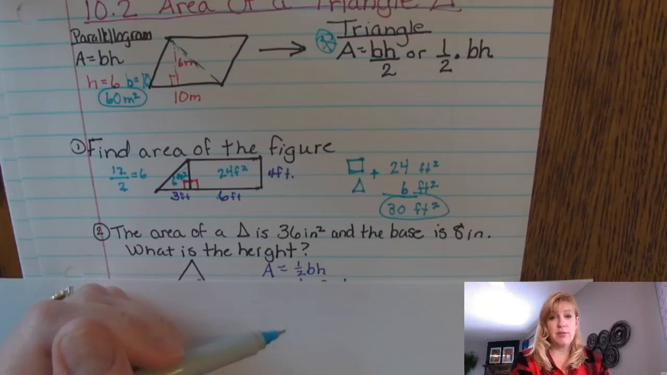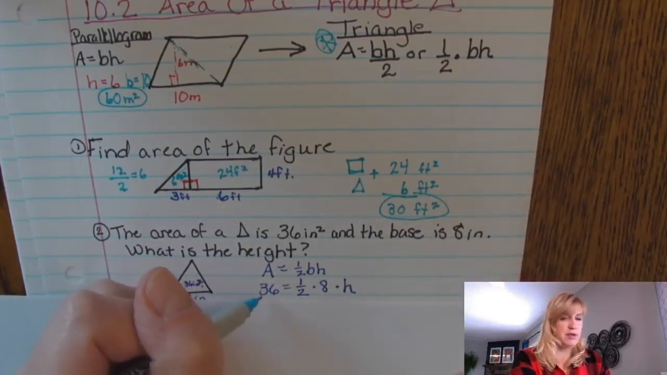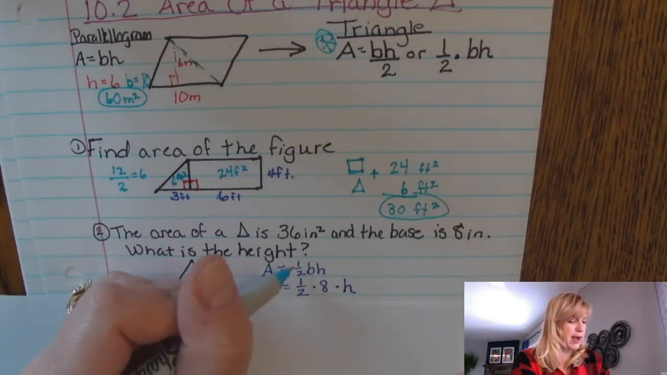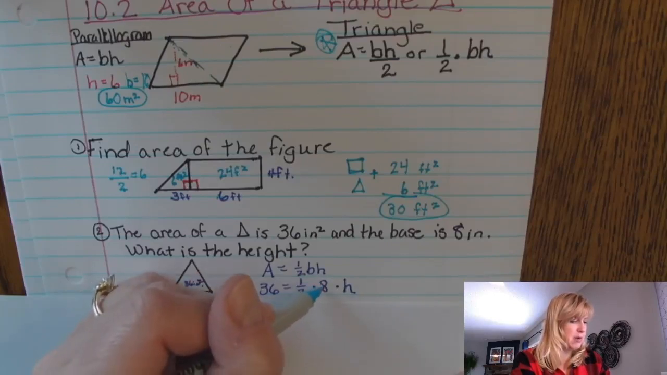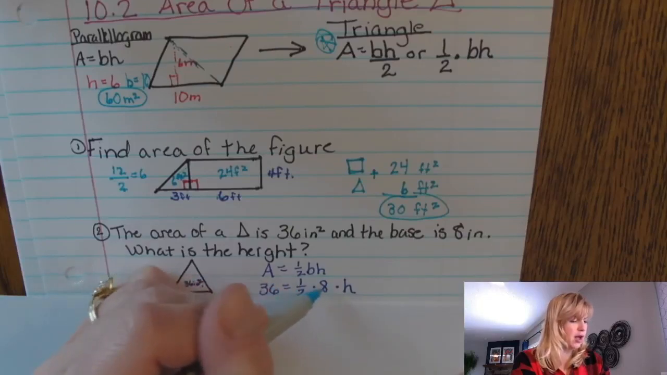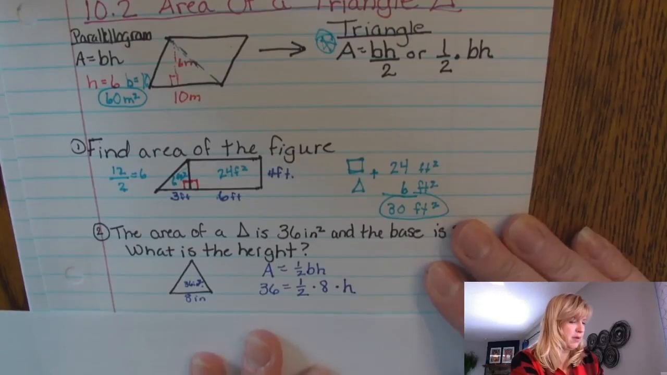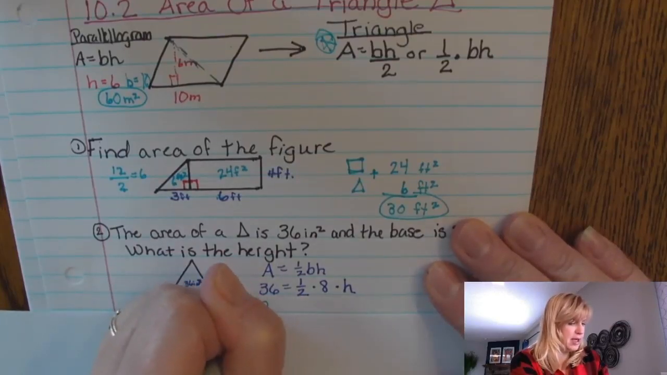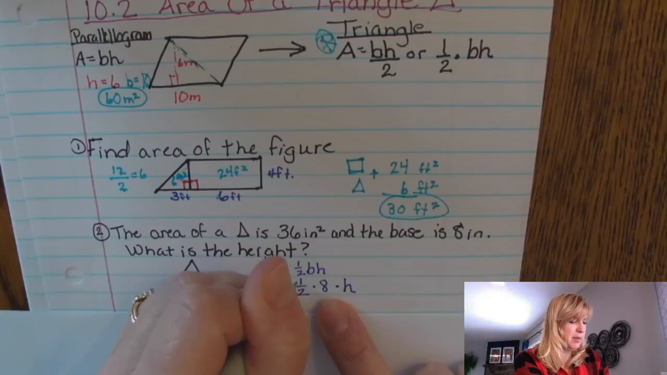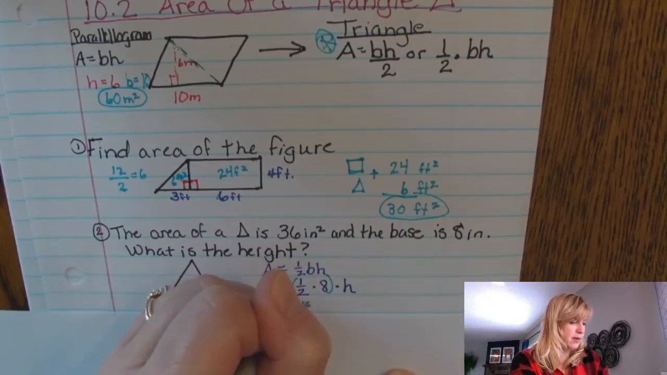Just write it out, so when you substitute, you substitute in the right spot. I know my area is 36 and the 1/2 stays the same. I know my base is 8, but I don't know my height. These are all multiplied together, so I'm going to move it down here. I know 36 equals, I'm going to combine these two: 1/2 of 8 is 4 times whatever the height is.